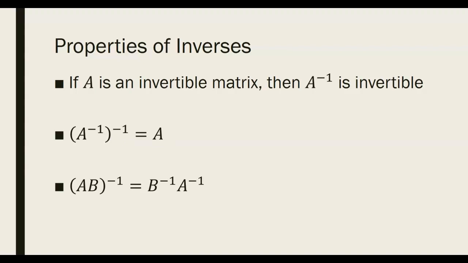Now, the second property is a little bit harder to understand without an example, but we have (AB) inverse. When we take the inverse of a product of two matrices, it's going to be the inverse of the second matrix multiplied times the inverse of the first matrix. Now, this is sort of colloquially referred to as the socks and shoes property of inverses. Let me explain what I mean by that.